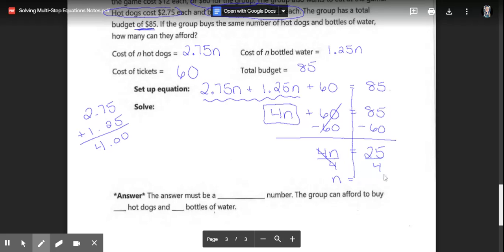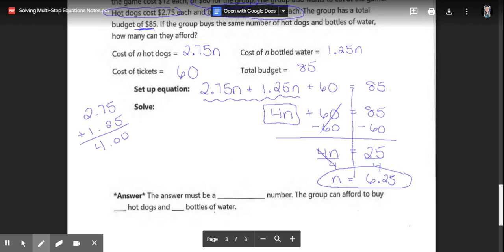n equals, now you could either do this division by hand, you could type it in a calculator and it'll give you a decimal, or really you could just leave it as an improper fraction, but improper fractions aren't super useful when we're doing real world problems. So I'm just going to turn it into a decimal for us. 25 divided by 4 is going to give me 6.25. So that's the solution to the mathematical problem.